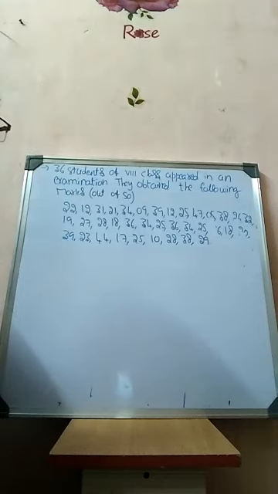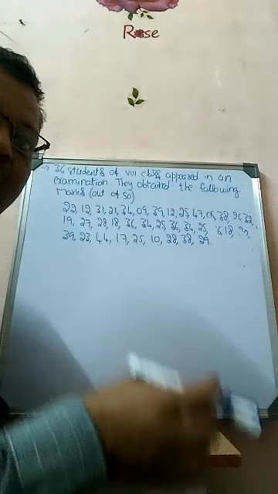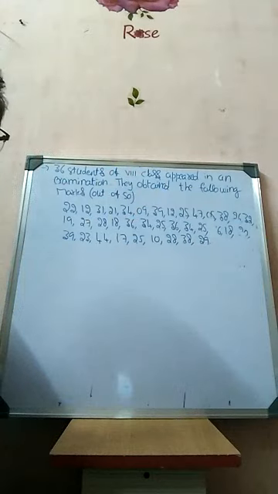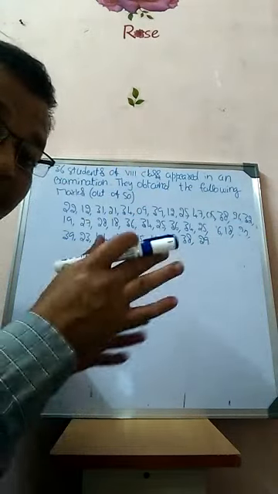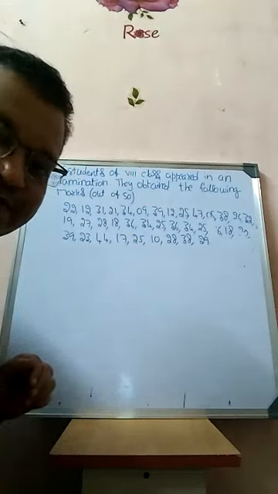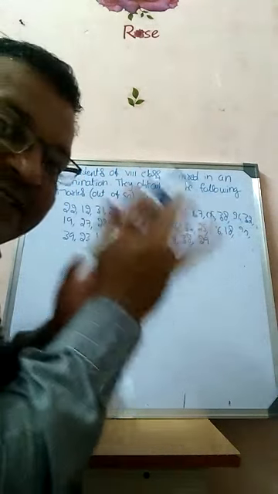As I told, if the data is large, then making a frequency table for each observation is difficult. So we will make the given observations into some groups. See this example here.